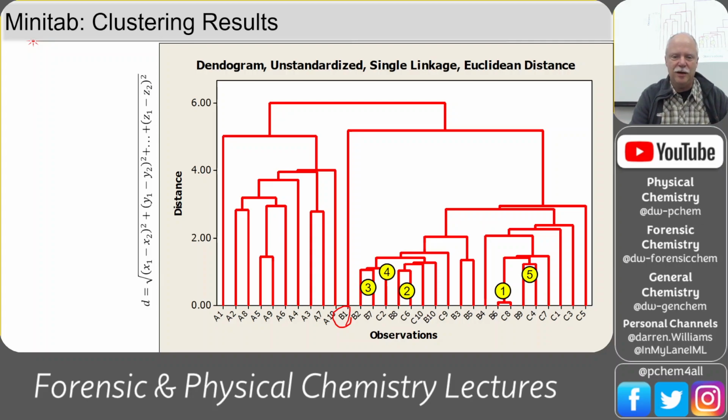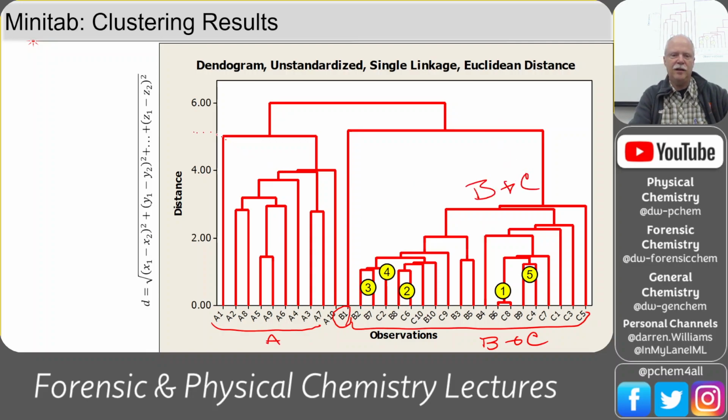So can we determine from this dendrogram that B and C are a group and they don't join anything in the A group until the very end? So the last grouping brings in A. So this is B and C all mixed together. This is A. They finally join in, and we have an outlier.